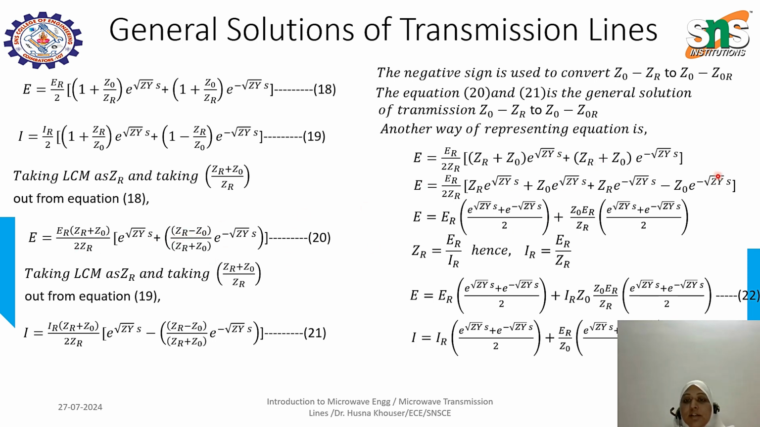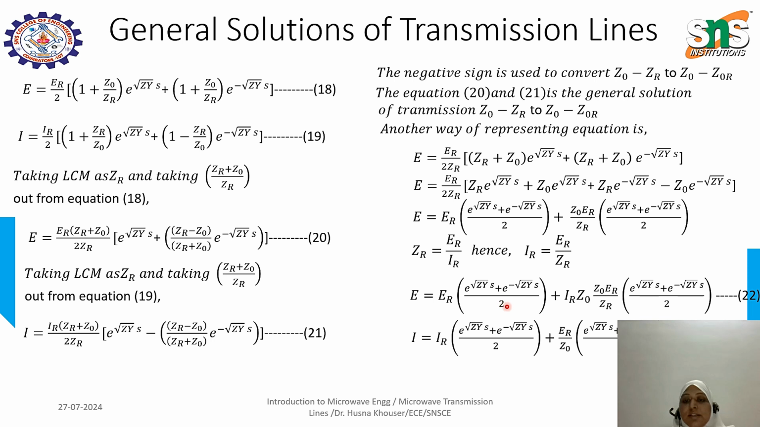So we get the four equations here, and by solving them we get the equation in the form E is equal to ER into (e to the power of root ZY s plus e to the power of minus root ZY s) by 2. Similarly, by resolving the plus and minus conditions for this term as well, we get this. Here we consider (e to the power of root ZY s plus e to the power of minus root ZY s) by 2 as cosh of gamma l.